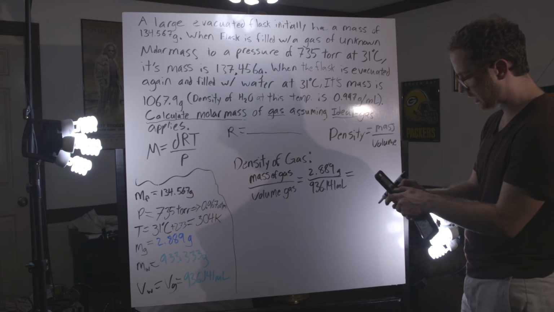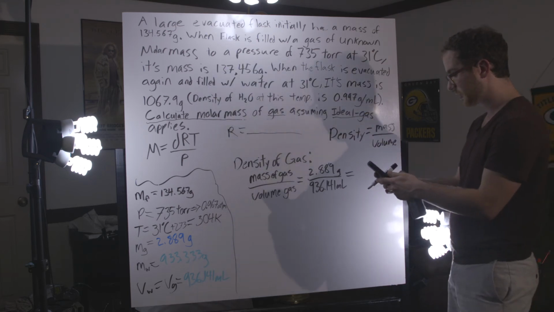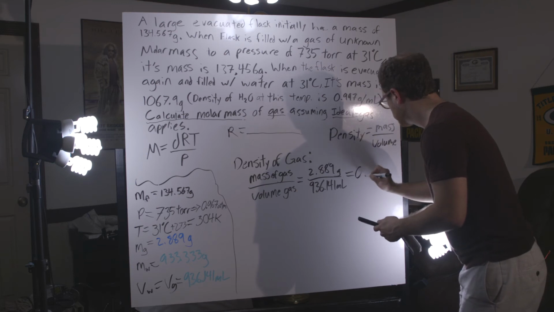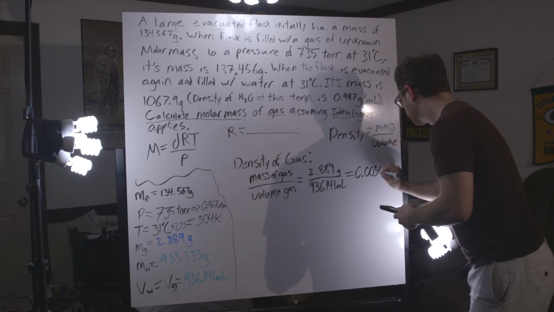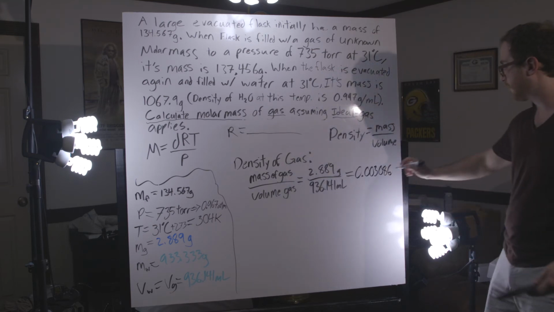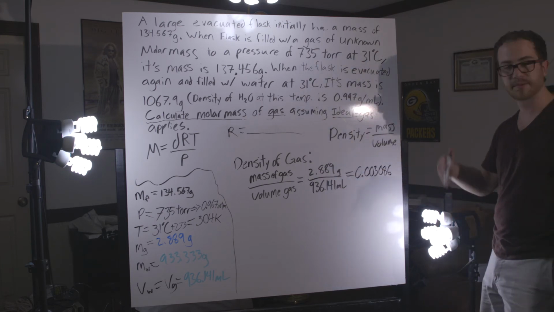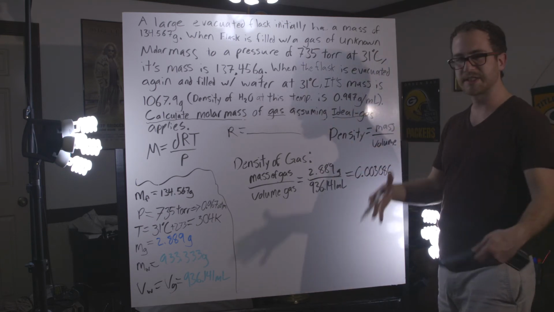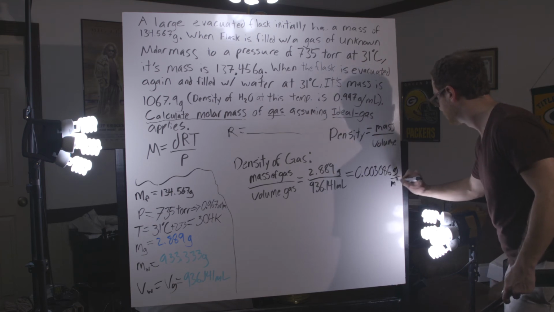Let's see, 2.889 divided by 936.141 equals 0.003086. And we'll go to 4 sig figs because we have 4 and 6. Whenever you multiply and divide sig figs, remember you keep the least total. And then our unit, of course, is grams over milliliters.